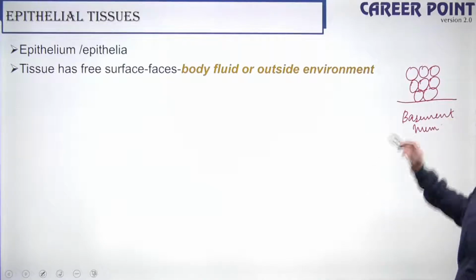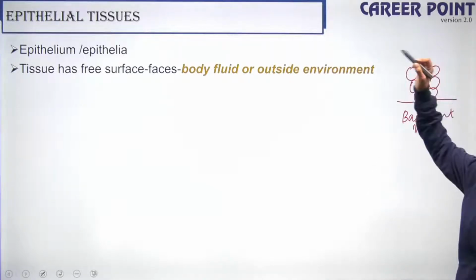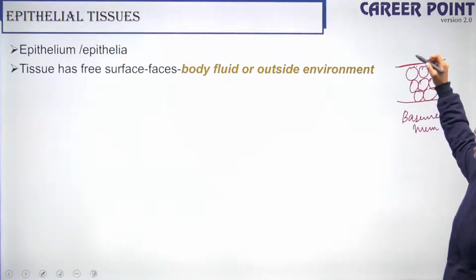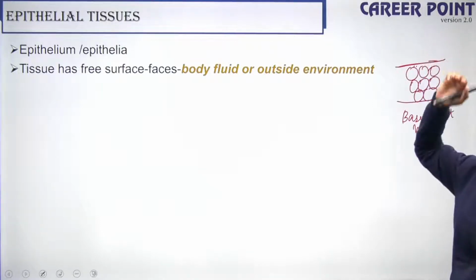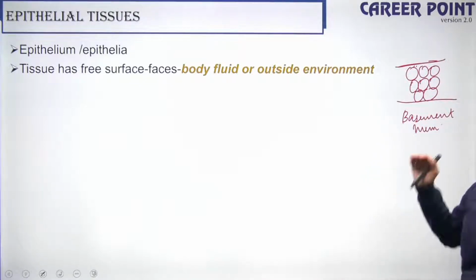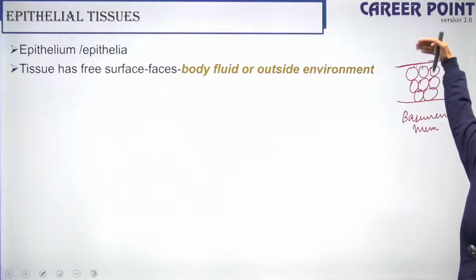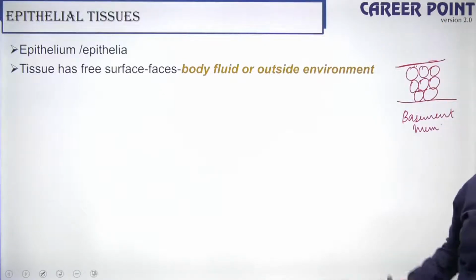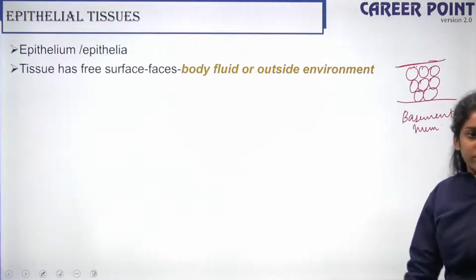Fine. So the other side is a free surface, right? Your tissue has a free surface because this side is free. This side can either face the outside environment or it can face the body fluid. For example, if it is lining the blood vessel, this is your basement membrane, and this can either face the blood flowing or the opposite side, that is the outside environment. So that is the meaning of lining.